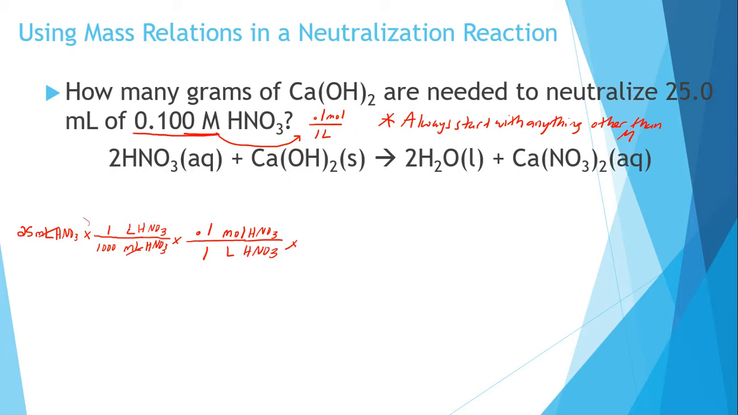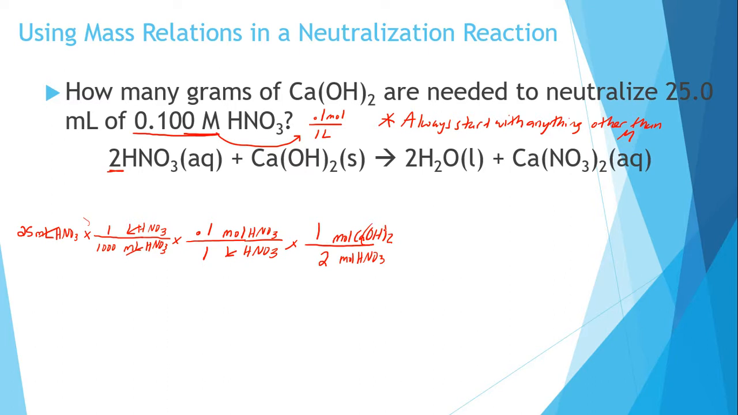So I've canceled milliliters, I've canceled liters, now I'm in moles of my first compound. But I want to get to calcium hydroxide. So once you get to your middleman, you are then allowed to use your mole ratio. So remember, your mole ratio comes from the coefficients of your balanced chemical equation. Here, to cancel out moles of HNO3, it needs to go on the bottom. And I'm trying to find moles of calcium hydroxide, so I'm going to put that on top. Let's look up here. Notice that we have 2 moles of HNO3 for 1 mole of calcium hydroxide.